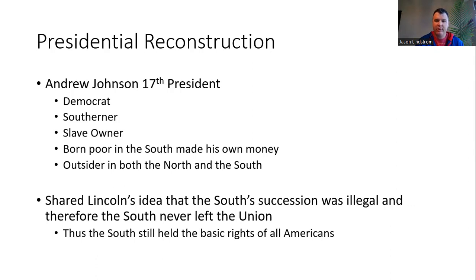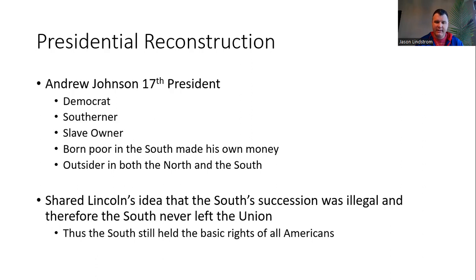But he's an outsider in the North because he's from the South, and he's an outsider in the South because he was born poor and he doesn't come from Southern genteel society. And so Johnson was chosen by Lincoln for a number of reasons. The first one is just to show unity, that he could work with the South. Here you have a former slave owner, a Southern Democrat. We should put him on this ticket.